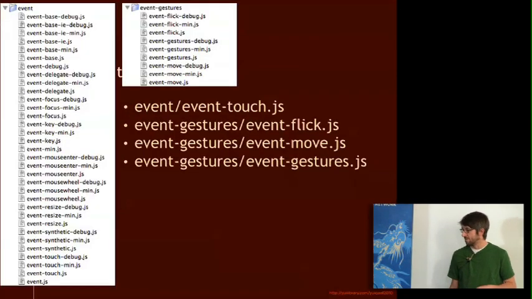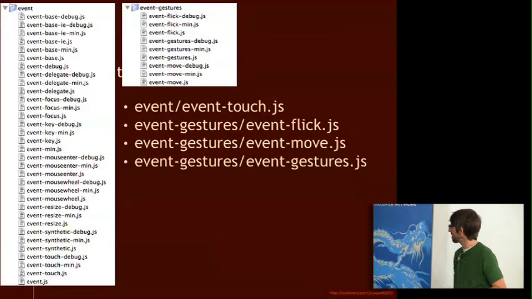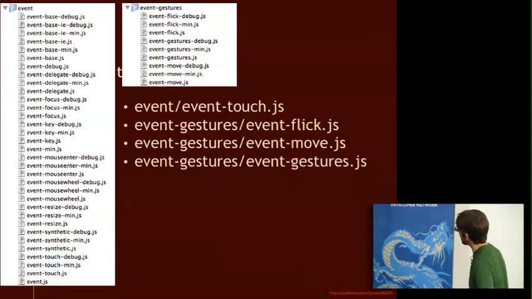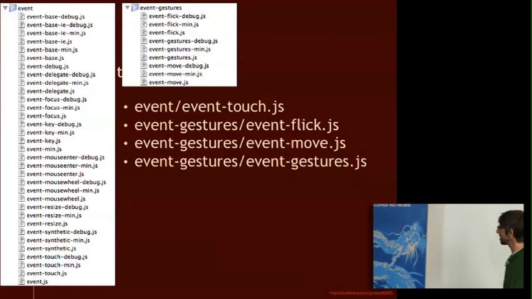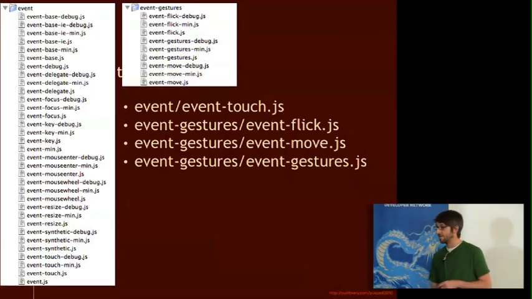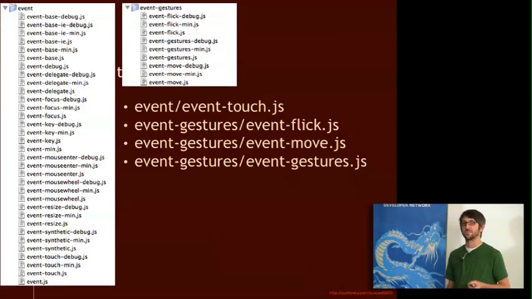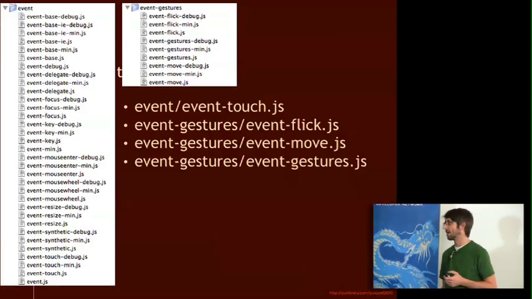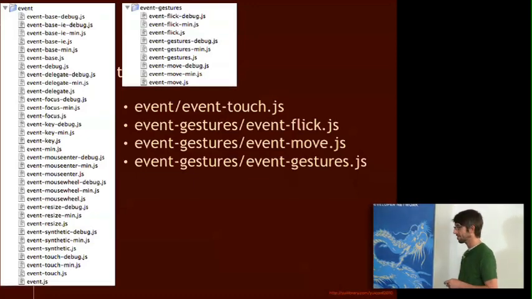So there's more stuff in there. In particular, down here at the bottom on your left are the event touch modules of event. And on the right there are the event gestures, where we're starting to take those low-level things and build them up into more common gestures, the meaning, not the physical pieces.